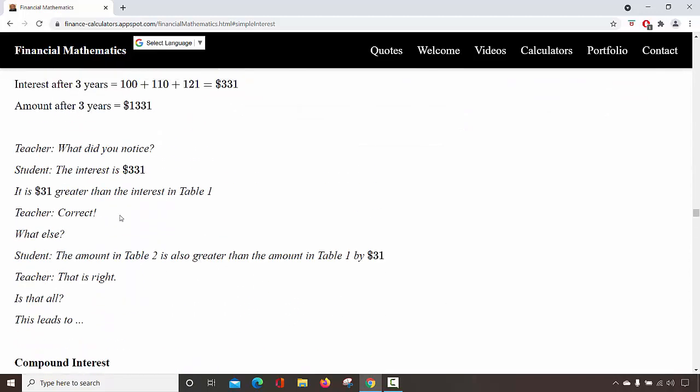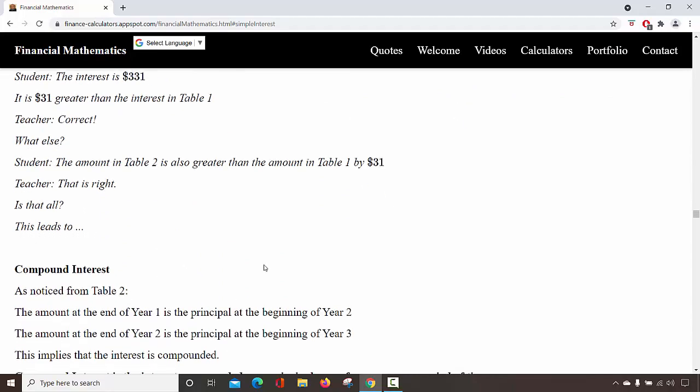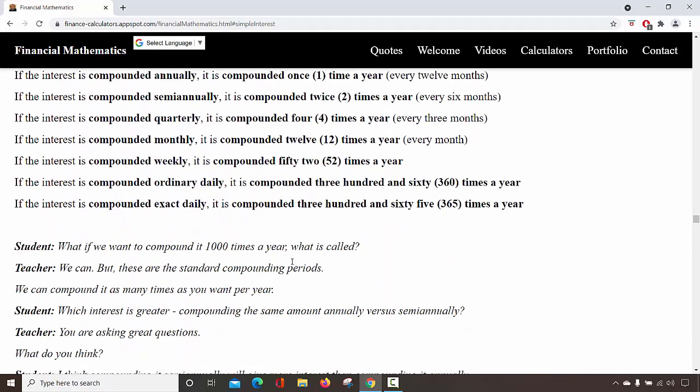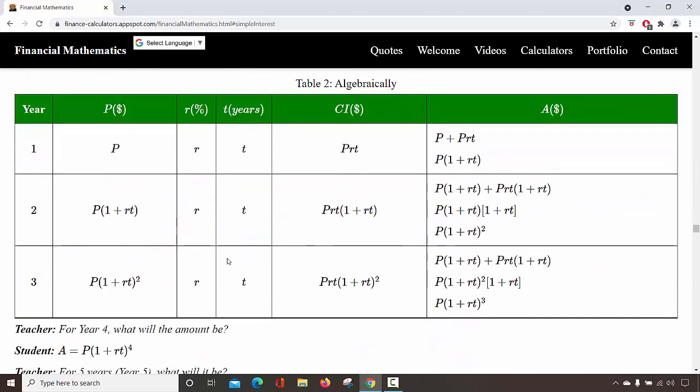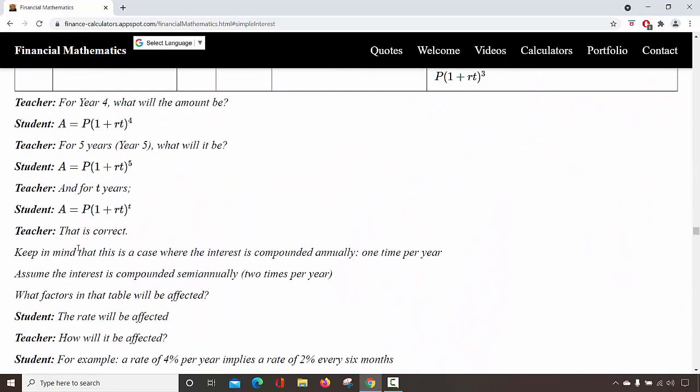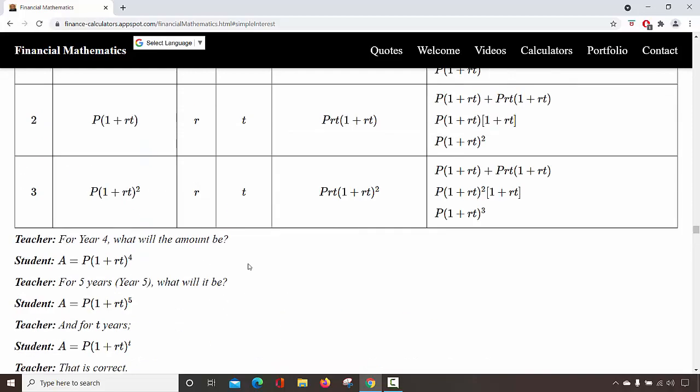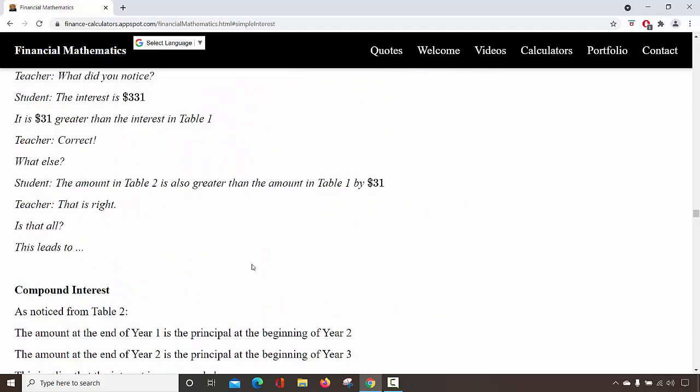So I encourage you to read the teacher-student scenario, and from there you can derive the formula for compound interest. You can actually derive the formula algebraically. So let's go ahead and do some examples.